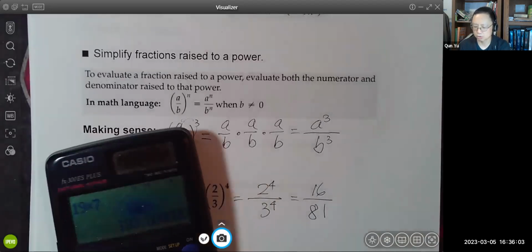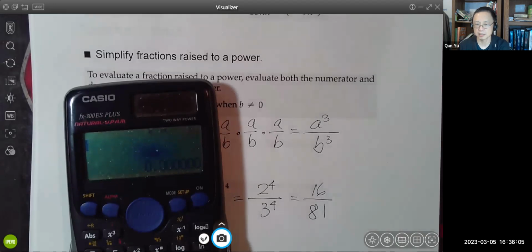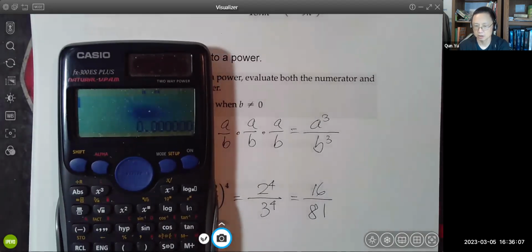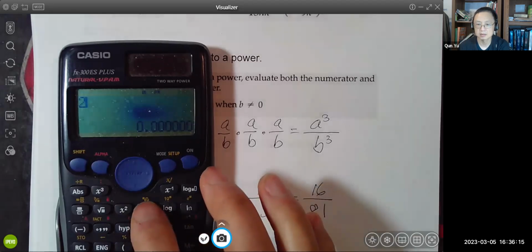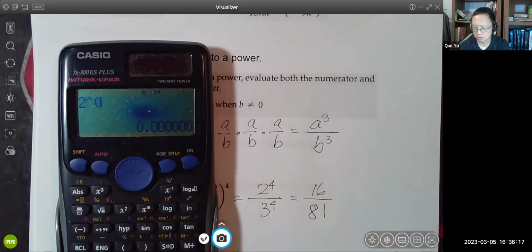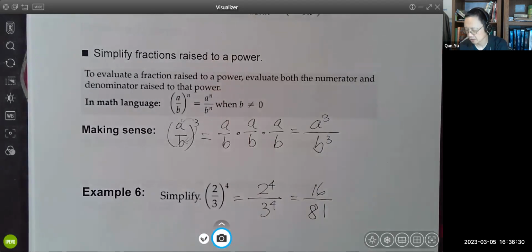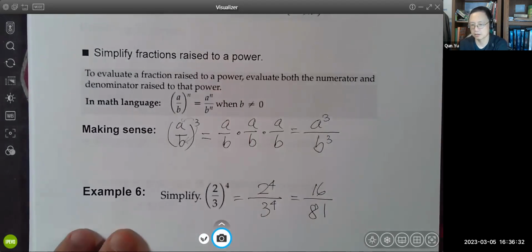And if you want to use calculator, let's use calculator to verify the result. 2, this is my power button. General power button can be any power. So I push this button. 2 to the power of 4 equals 16. And 3 to the power of 4, 81. So we get 16 over 81. And that is our answer.